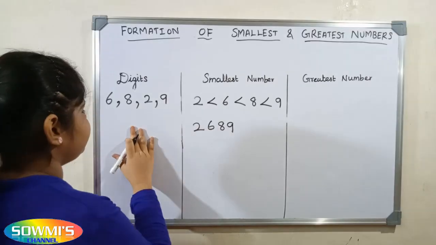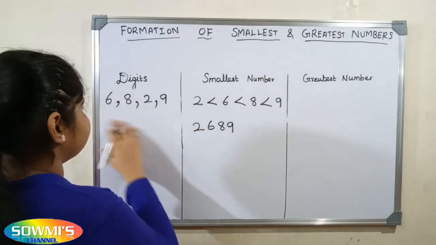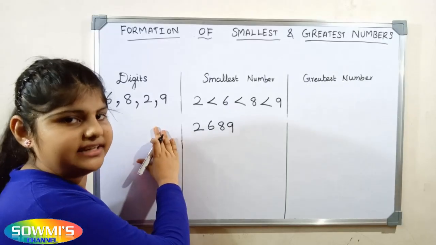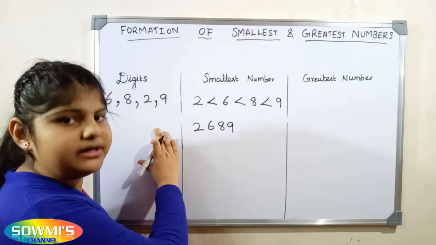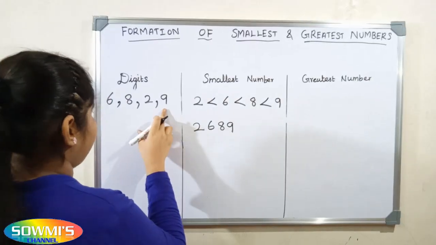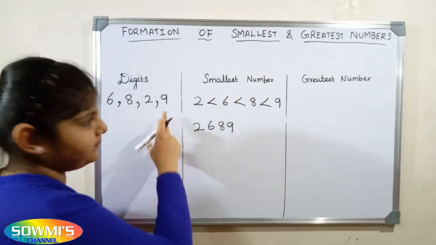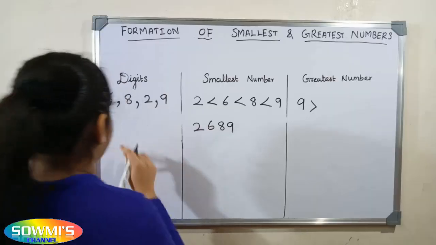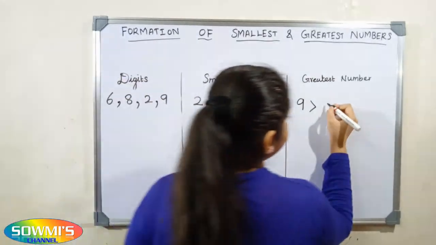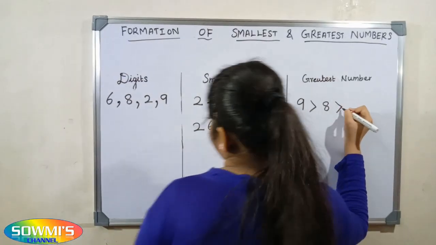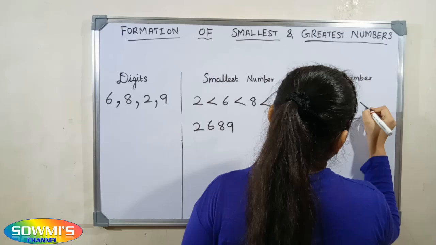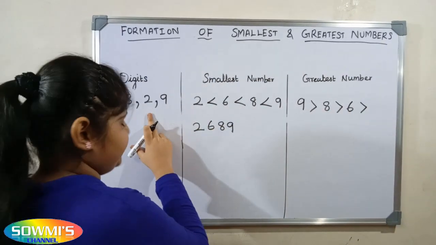Next we will see how to form greatest number. To form greatest number, we have to arrange these digits in descending order. Descending order means arranging the digits from largest number to smallest number. Here the largest digit is 9. 9 is greater than 8. 8 is greater than 6. And here the smallest digit is 2.